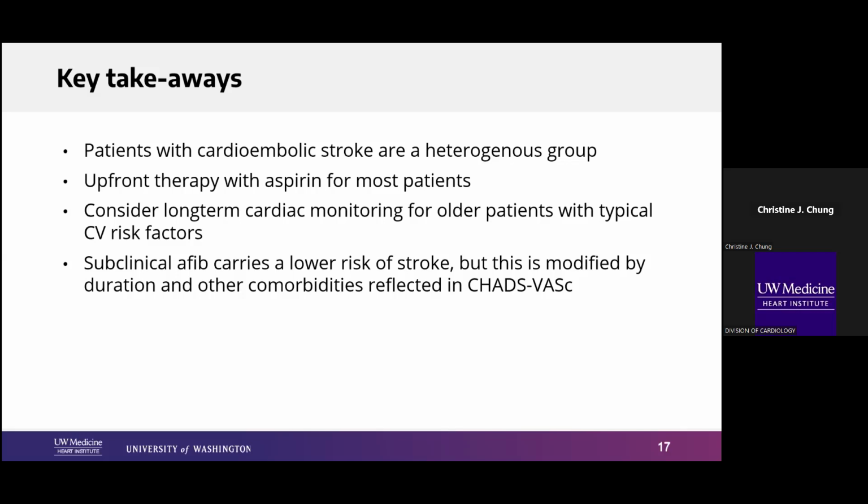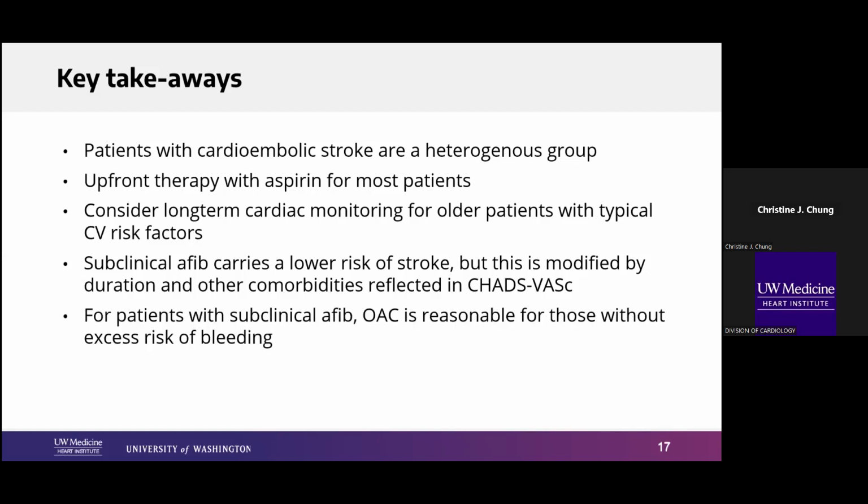Subclinical AFib does carry a lower risk of stroke compared to classic clinically detected AFib. But this is modified by the duration. So people that have more of it are going to be at increased risk of stroke. And it's also modified by the other comorbidities that they have that would otherwise be reflected in their CHA2DS2-VASc score. So if a patient has even rare episodes of subclinical AFib, but otherwise has a lot of risk factors for other causes of stroke, then it would be very reasonable in that situation to go ahead and treat them with oral anticoagulation, assuming that they don't have excess risk of bleeding.